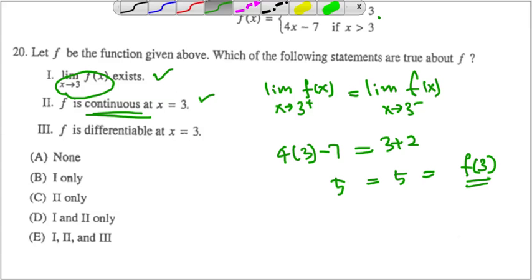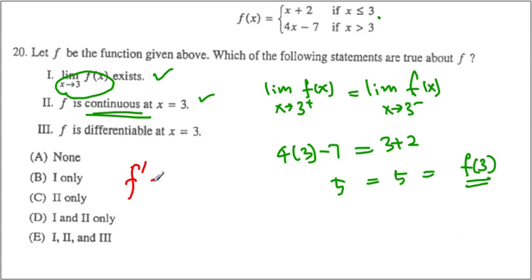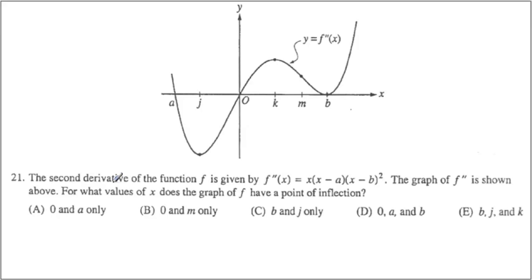How about, is it differentiable? To check for differentiability, we have to find the derivative. What's the derivative of before and what's the derivative of after? The derivative of before, f prime, will simply be 1, taking the derivative of each side, and the other one is 4. Since these two are not equal to each other, we cannot say that it is differentiable. So our answer has to be 1 and 2 only, which is choice D. All right, let's look at number 21.